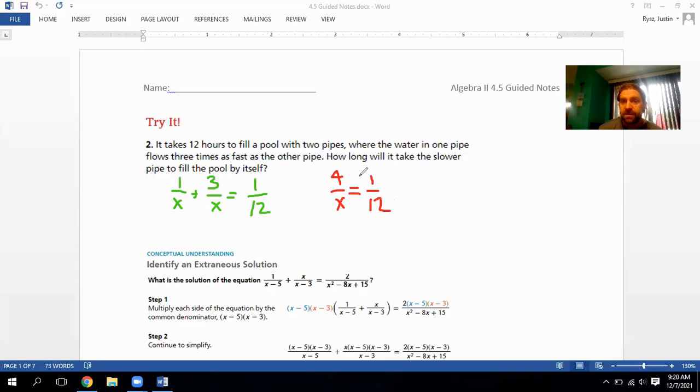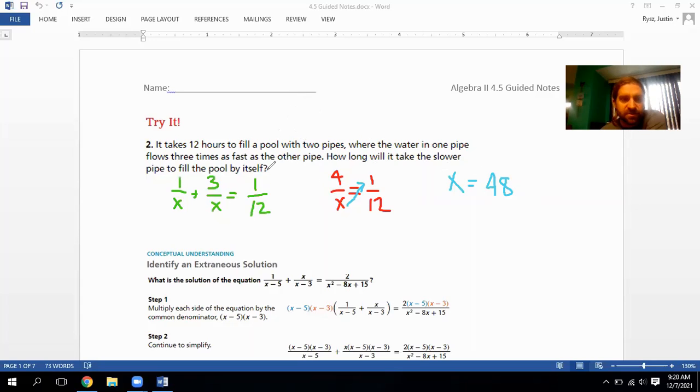Okay, and now we can just cross multiply here. Now, technically, we multiply this x times 1/12, and then we divide. But if you guys remember, when we have fractions set up, you just have to multiply. X times 1 is x, and 4 times 12 is 48. So the one pipe all by itself would take 48 hours.